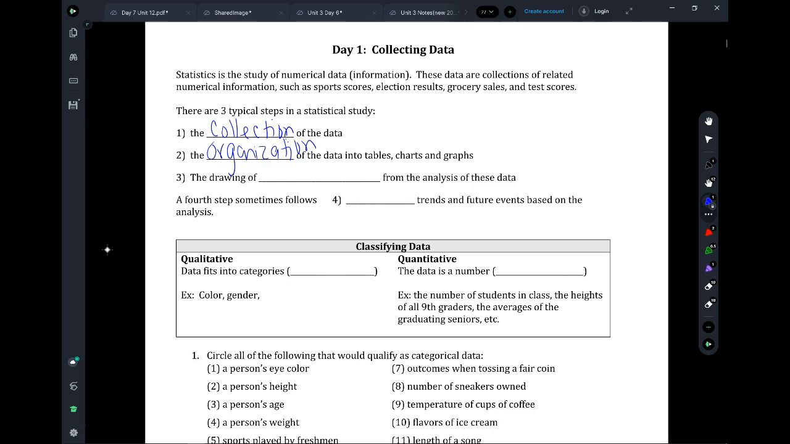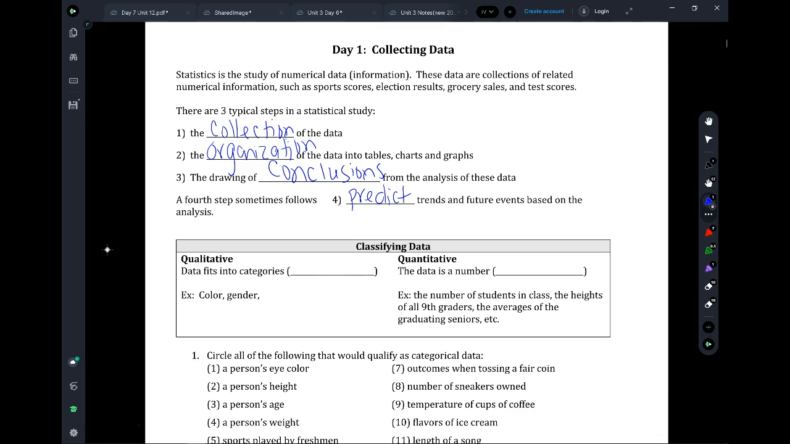And then once you have your data, you have it organized, and you have it in a table, a chart, a graph of some sort, what you can then go ahead and do is draw some conclusions from your data. You might see some tendencies, things that are more likely or less likely, and then that allows you to predict future trends. So predict future trends and future events based on the analysis of data.